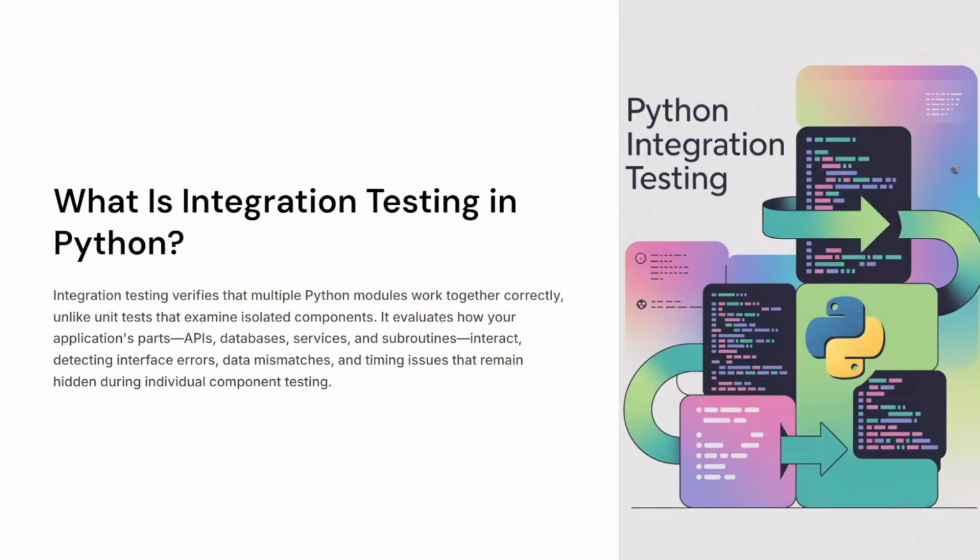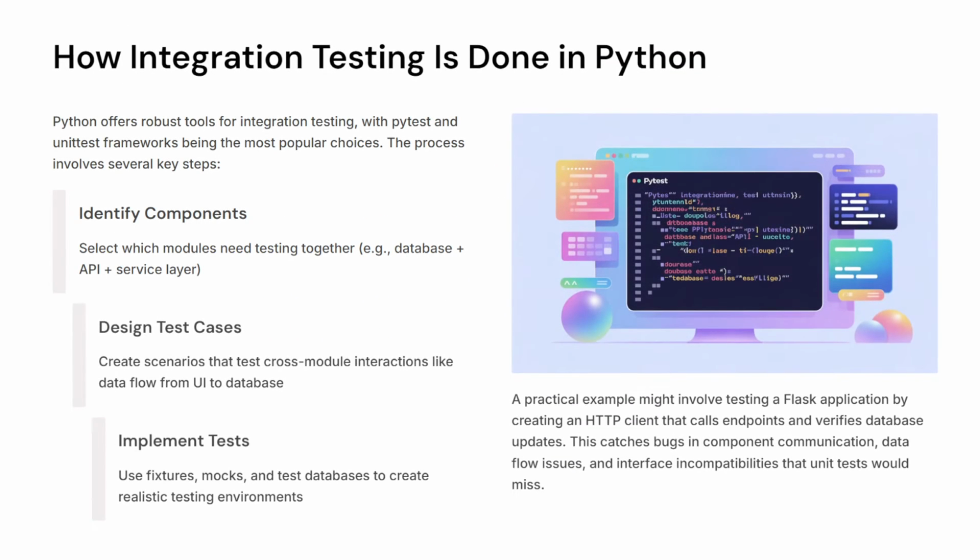So integration testing in itself verifies that multiple Python modules work together correctly, unlike unit tests that examine isolated components. And it evaluates how your application's parts, such as APIs, databases, services, and subroutines interact, detecting interface errors, data mismatches, and timing issues that remain hidden during individual component testing. So we'll look at how integration testing is done in Python, then we can move on to our next video.